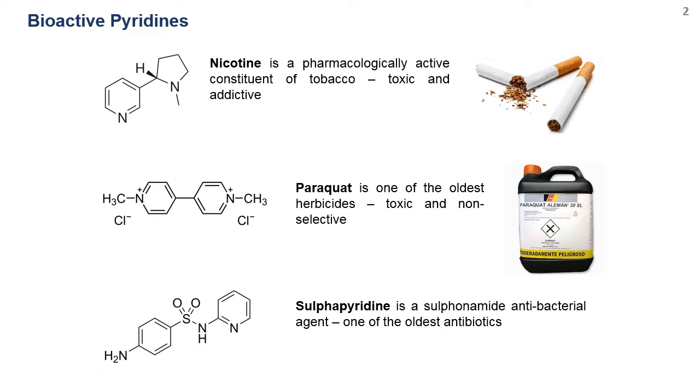Pyridine is an important unit for bioactive molecules. For example, nicotine contains a pyridine ring, and it is found as an active ingredient in tobacco. It is toxic and addictive. And paraquat is a pyridinium salt. It's one of the oldest herbicides, although it's very toxic and non-selective. Last one is sulfapyridine. It's an antibacterial agent of the oldest kind, containing a pyridine ring in its core molecule.